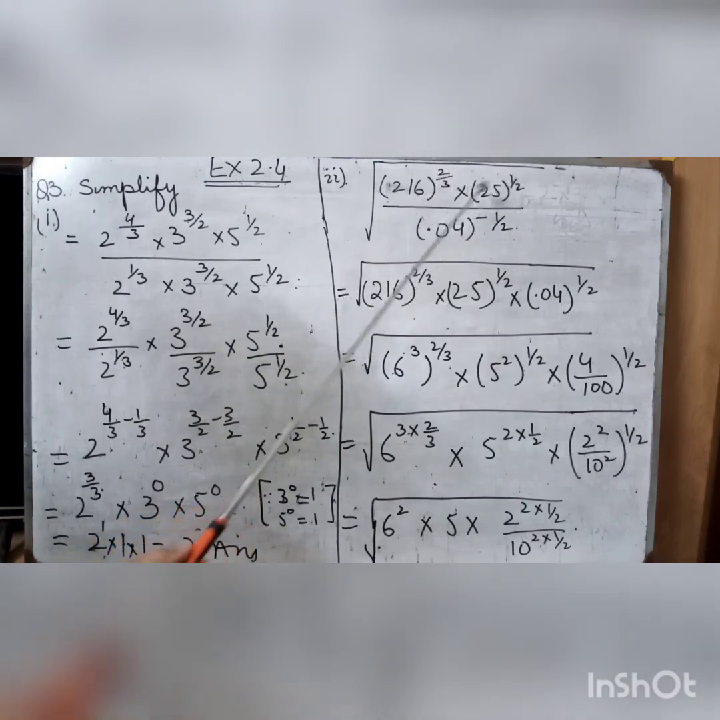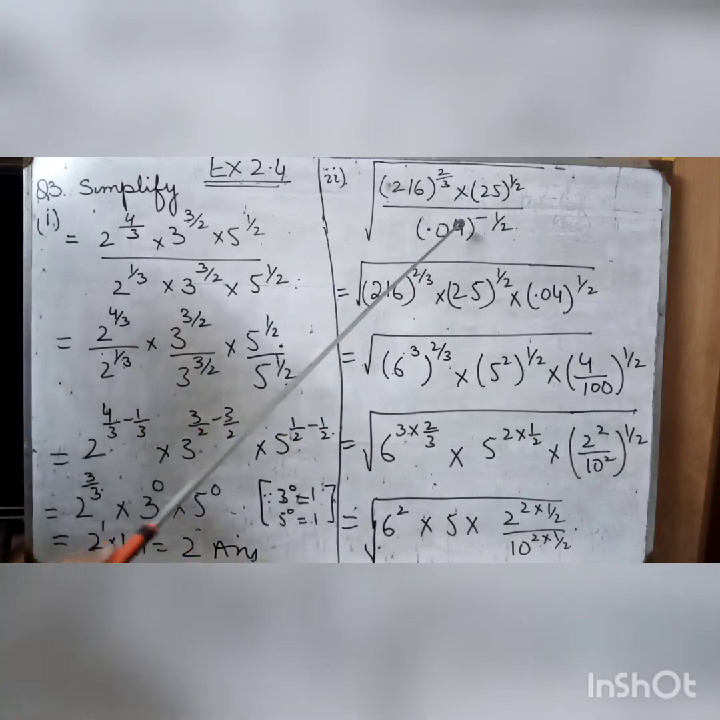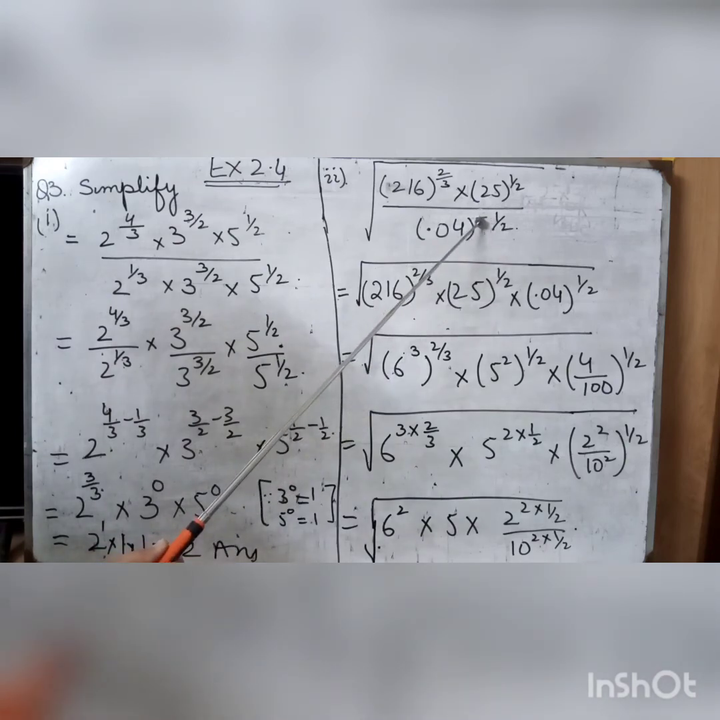Second part: square root of 216 raised to power 2/3 multiplied by 25 raised to power 1/2 over 0.04 raised to power minus 1/2. Due to this negative sign, to make the exponent positive, the new expression is: square root of 216 raised to power 2/3, 25 raised to power 1/2, with 0.04 raised to power 1/2. It becomes the numerator.